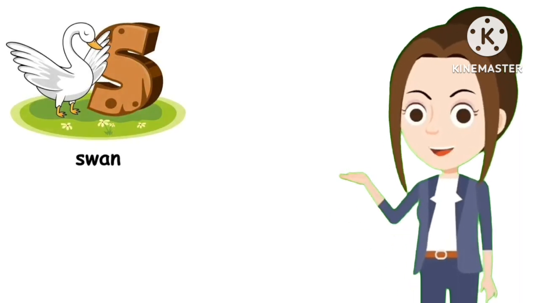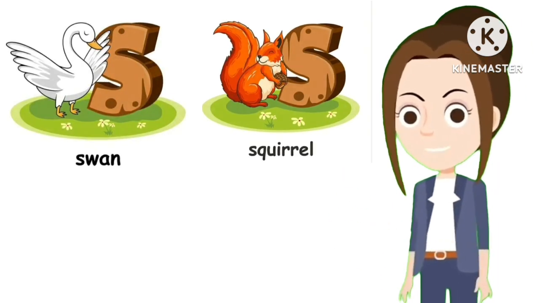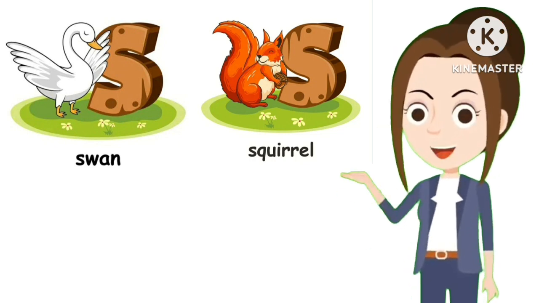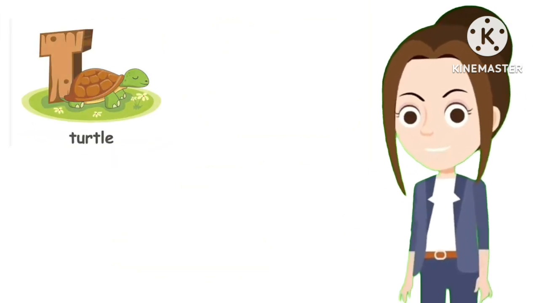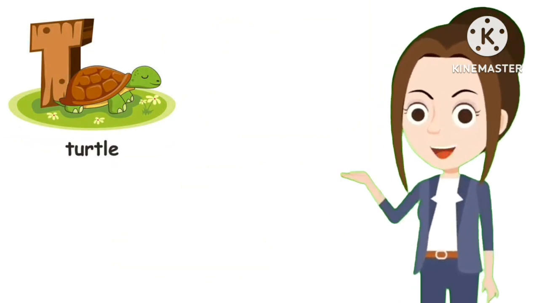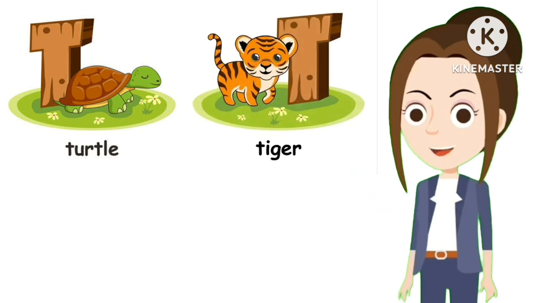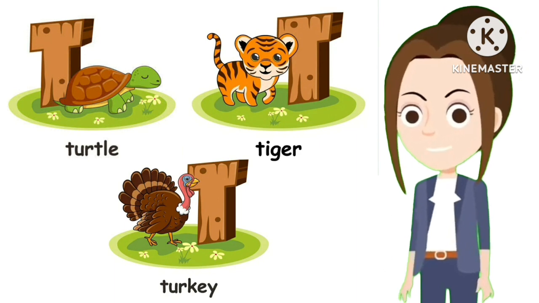S for swan, S for squirrel, S for sheep. T for turtle, T for tiger, T for turkey.